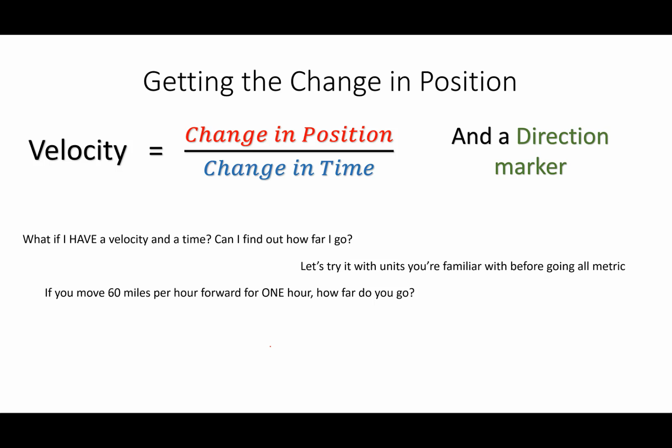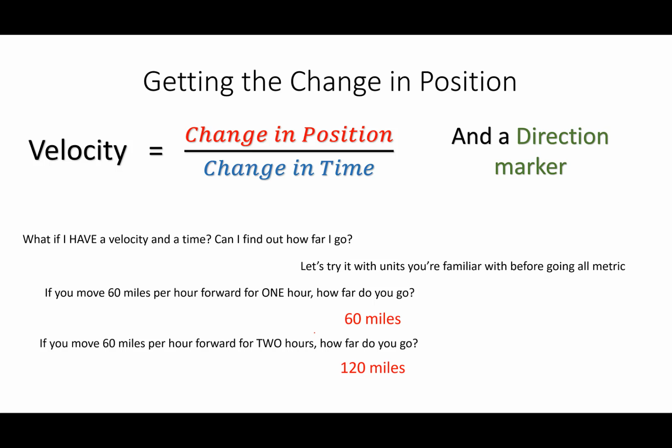60 miles per hour for 1 hour? Well, you go 60 miles, right? Let's say you go 60 miles per hour for 2 hours. How far do you go? Well, I mean 60 miles per hour. The first hour I go 60. The second I go 60 more. So I go 120 total.